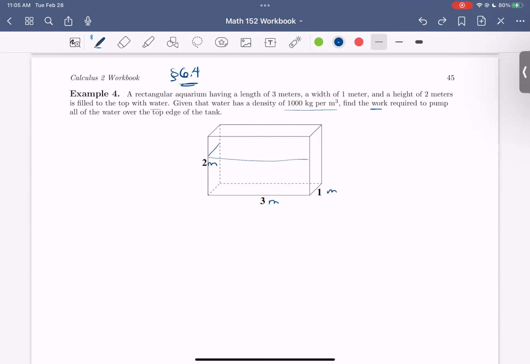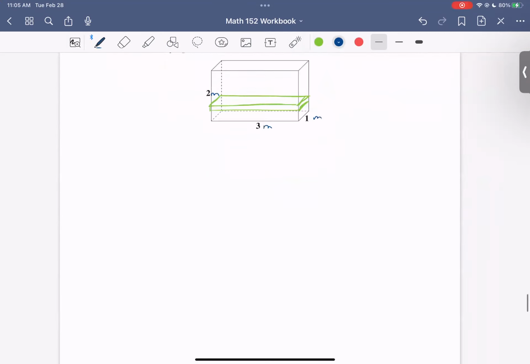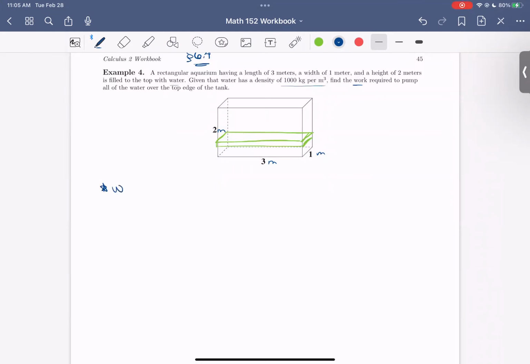Okay, so at this point, we should know the drill, know the method of how to complete a problem like this. We need to chop up our water into slices and compute the work needed to move one slice to the top of the tank. So I'm going to go ahead and just draw in that slice to help us visualize what's going on here. So here's our slice. Give it a little bit of thickness here. Okay. So again, our goal is to compute the work needed to move a slice to the top.